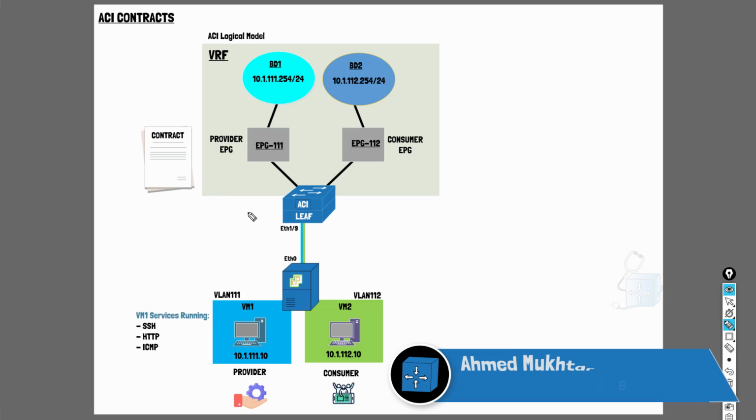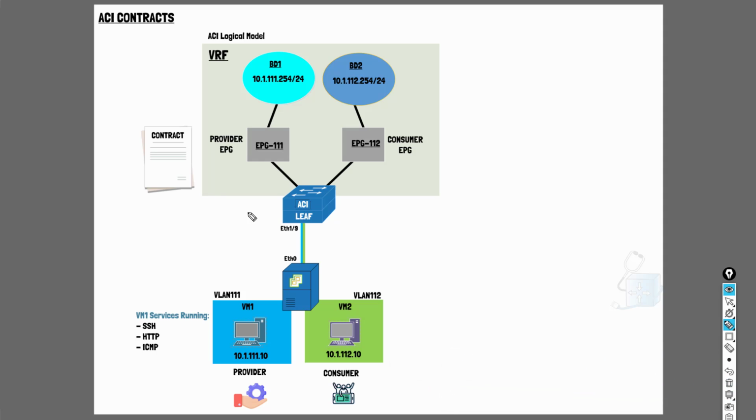Hello and welcome to this video on Cisco ACI Contracts. A contract is the fundamental security architecture in ACI that is used to permit the required traffic between EPGs.